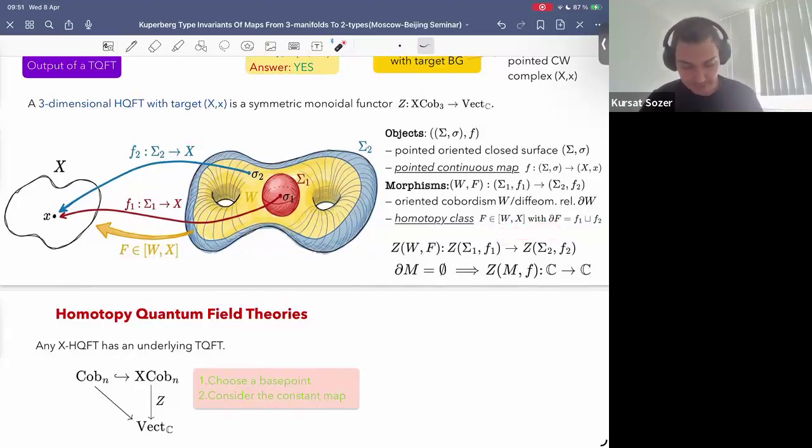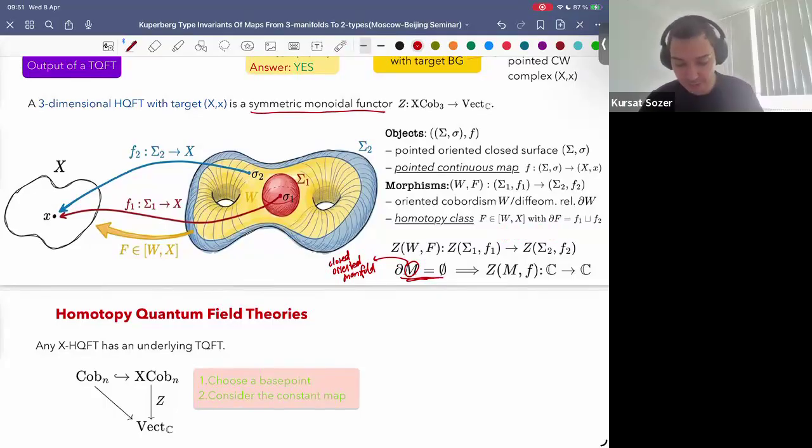And in the particular case, if M is a closed oriented manifold, that means its boundary is empty. But the fact that this is a symmetric monoidal functor, where the monoidal structure here is given by disjoint union and here by tensoring over complex numbers, implies that the empty manifold, the empty surface, is mapped to the complex numbers.